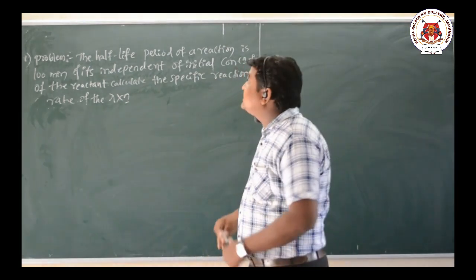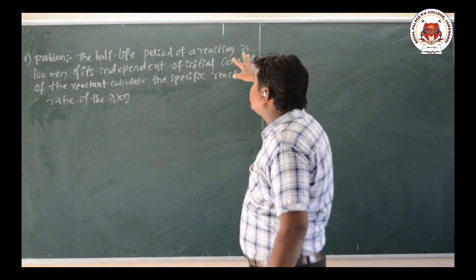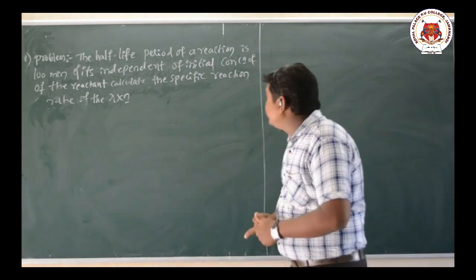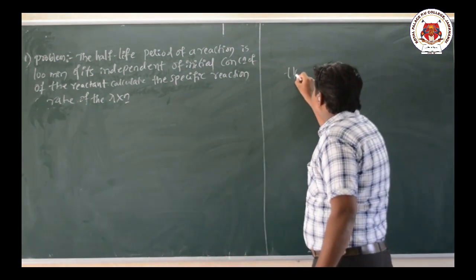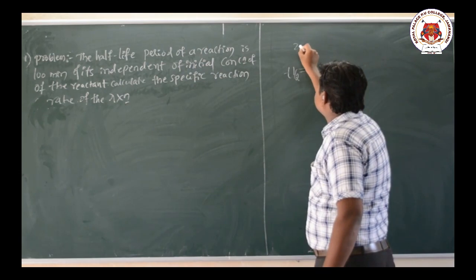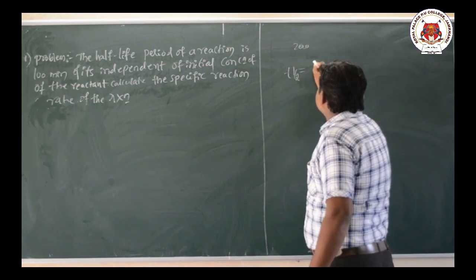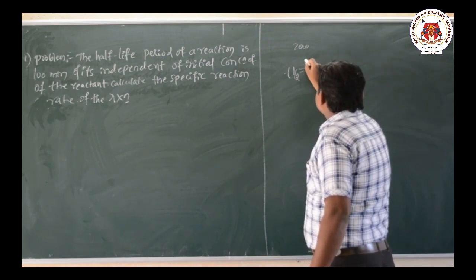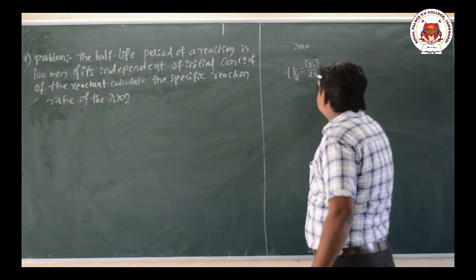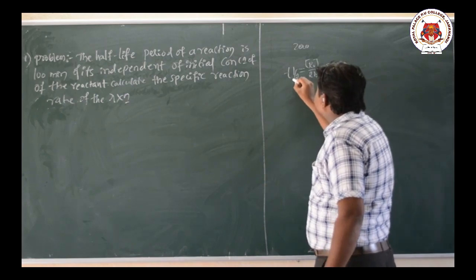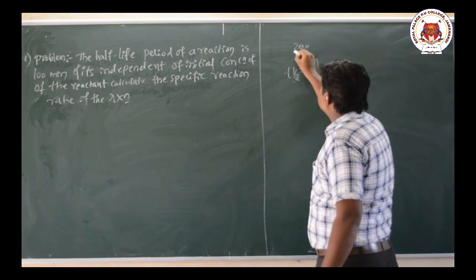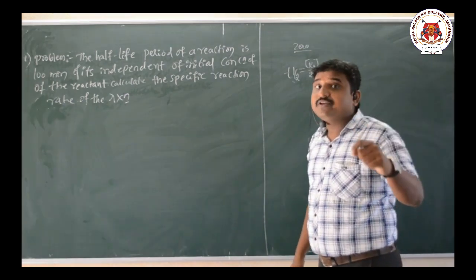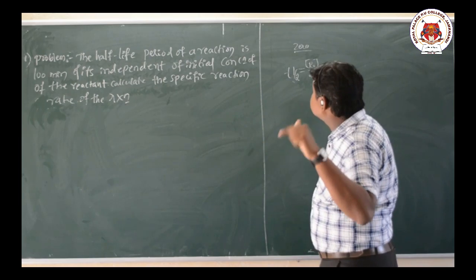Since the half-life period of the reaction is independent of initial concentration, we know that for the zero order reaction, the half-life is R naught divided by 2K, that is the initial concentration divided by 2K. So this is the half-life period of the zero order reaction.